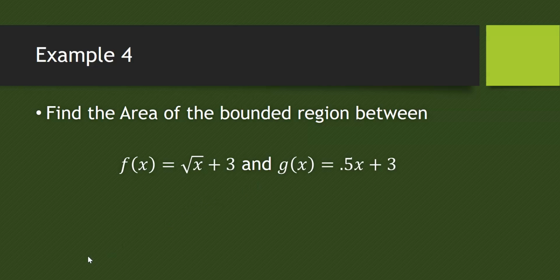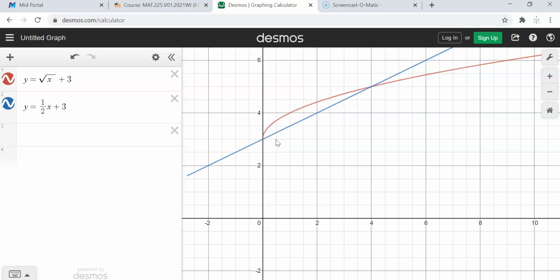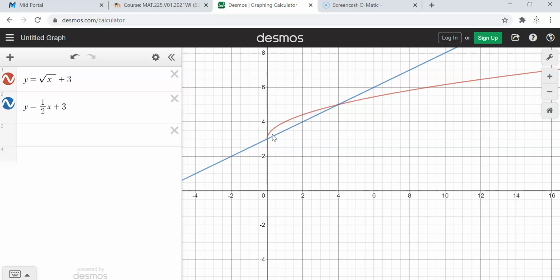Okay, so let's take a look at the graph first. So we're going to find the bounds and figure out which one's on top utilizing the graph. Okay, so I go to Desmos. I've obviously already typed these in. You can see that the bounded region that we're looking at, there's only one bounded region. It's this little one in here.